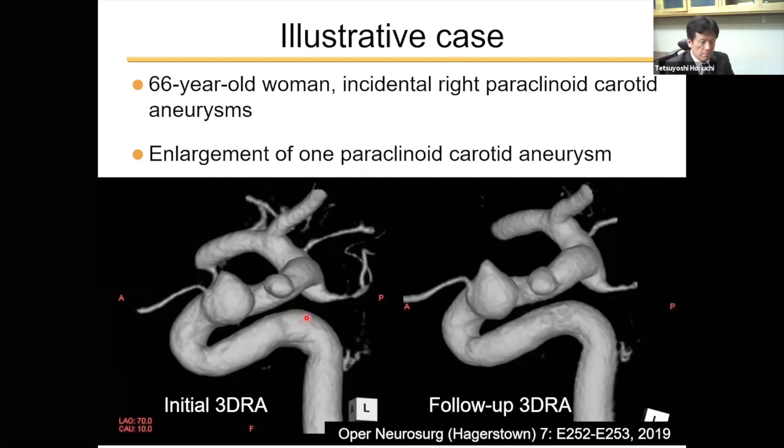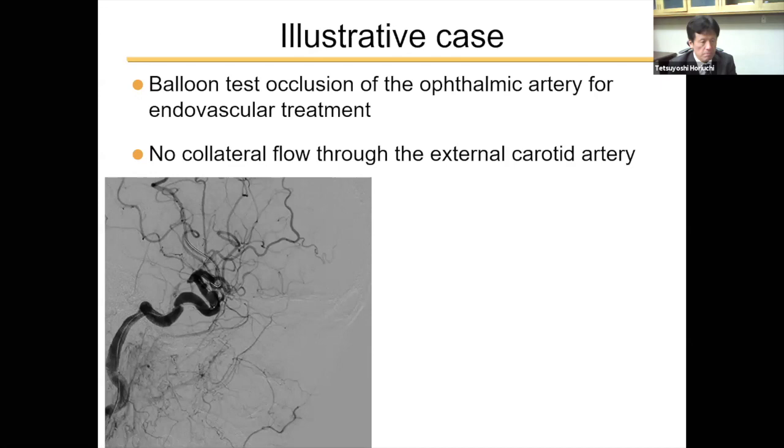Follow-up angiography shows enlargement of the proximal aneurysm. You can see the bleb of the aneurysm like this. Surgical treatment was planned. Initially, an endovascular obliteration was tried. A balloon occlusion test of the ophthalmic artery was performed preoperatively because endovascular treatment would result in ophthalmic artery occlusion.